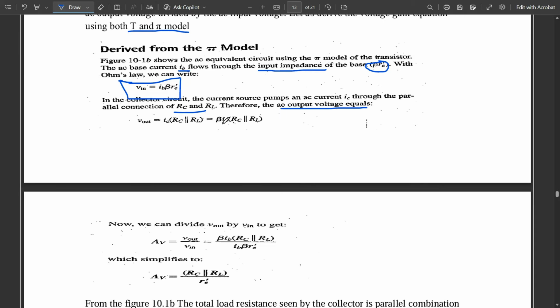So now this IC is replaced by beta into IB because we have one relation for beta, right, which I have already mentioned. Beta is equal to IC divided by IB, right? So if you cross multiply and keep IC on one side, we get IC is equal to beta into IB. So that's why they have replaced IC and written it as beta into IB, RC parallel to RL.